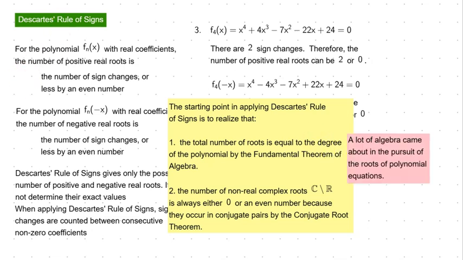Now, one very interesting fact is a lot of algebra came about in the pursuit of the roots of polynomial equations. So we are going to look at a lot of algebra based on roots. That's it for now.